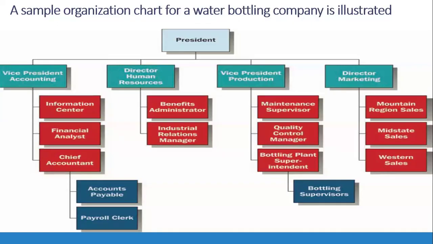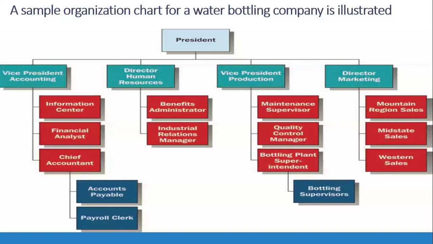Then when it comes to the production of the mineral water, the production director is also superintending over the maintenance supervisor, the quality control manager, and the bottling plant superintendents. And the bottling plant superintendent is also supervising the activities of the bottling supervisor. And so beneath the bottling supervisor will also be the individual that will be filling the bottles, putting them into their right boxes, and sealing them, and what have you. So a typical example of a functional structure will be what we have on our screen.